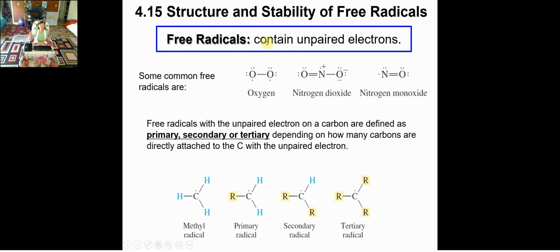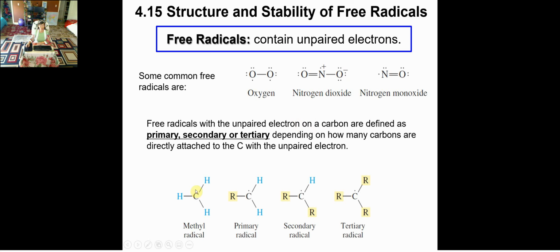A radical refers to a species which contains unpaired electrons. Commonly found free radicals include the oxygen molecule, which has two different unpaired electrons, nitrogen dioxide, where the nitrogen is more positive, and nitrogen monoxide, where you have one electron which is not paired. Due to the existence of the unpaired electron, these free radicals are very unstable.